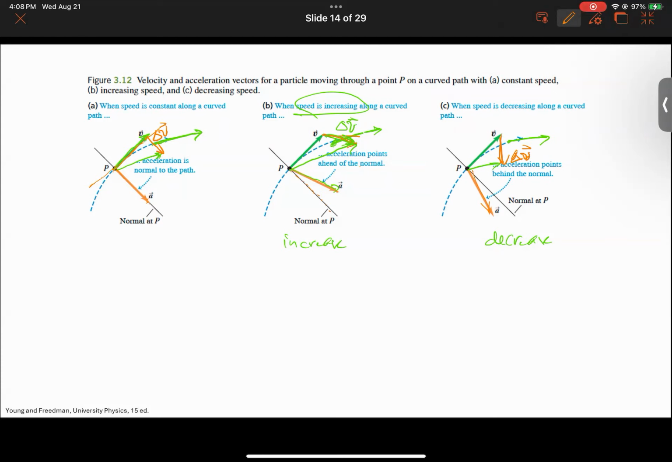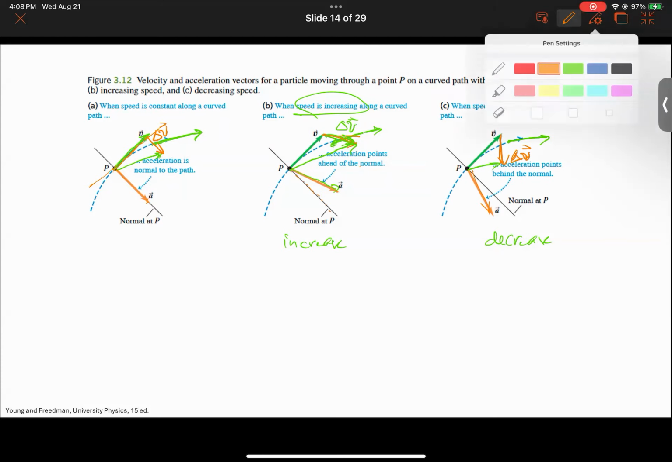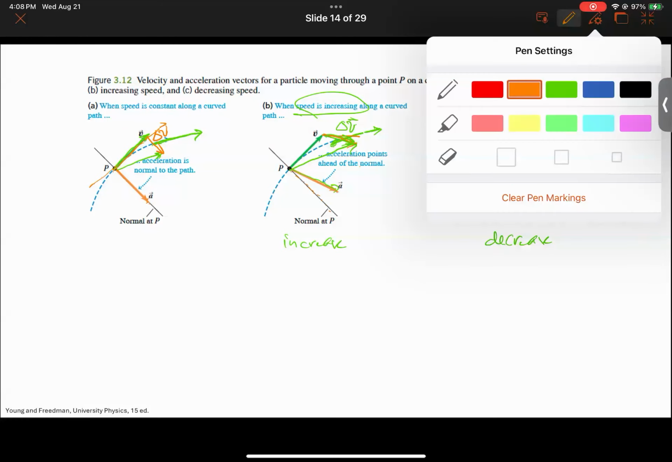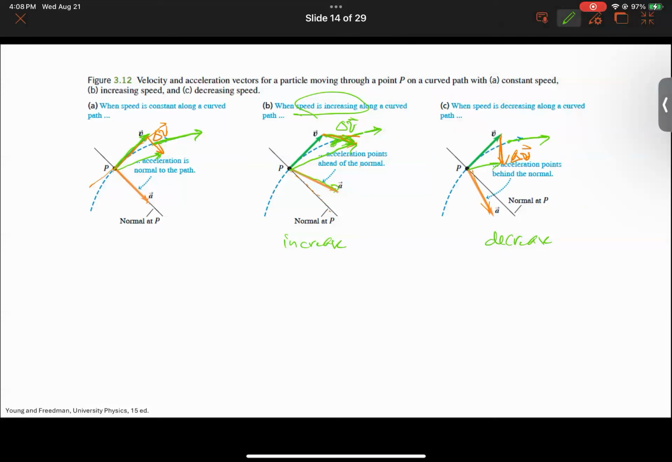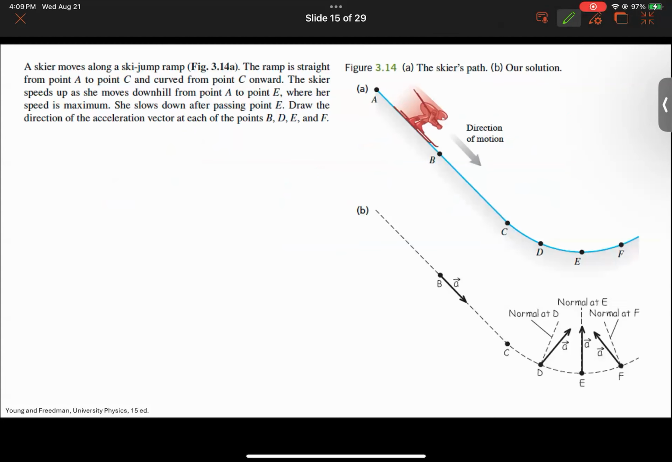Okay, so if the object is increasing in speed, then the acceleration vector is ahead of the normal line. Pero kung yung speed is decreasing, then yung acceleration vector is behind the normal line. Okay, so that's one way to interpret yung motion ng particle. So let's consider that dito sa example na ito.